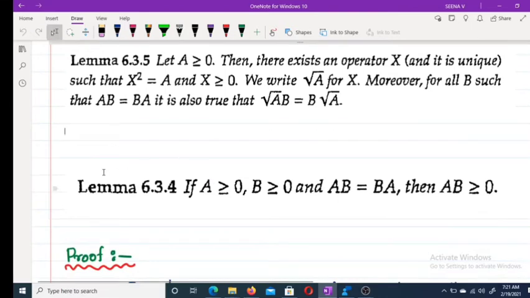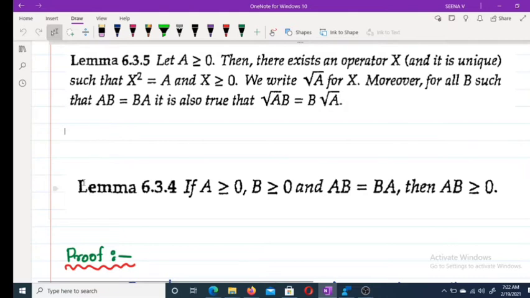Now, moving to today's section, lemma 6.3.4. If a greater than or equal to 0, b greater than or equal to 0, ab equal to ba, then ab greater than or equal to 0. To prove this lemma, we are using the previous lemma, so you have to know this lemma for proving this.